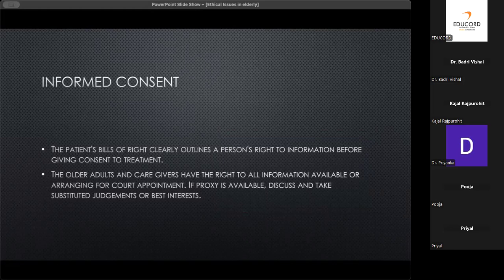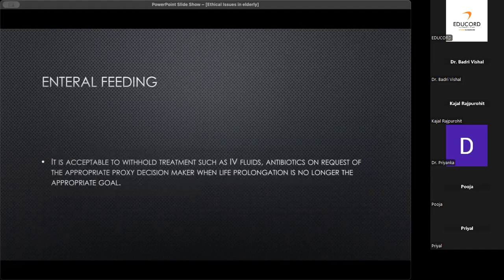If the proxy is unavailable, discuss and take substituted judgments which are there for the best interest. Okay. So for informed consent, we have already discussed it. Enteral feeding: it is acceptable to withhold treatment such as IV fluids, antibiotics on the request of the appropriate proxy decision maker when life prolongation is no longer an appropriate goal. Okay. So if the proxy decision maker who has been given the power of attorney wants that we withhold the treatment such as IV fluid, antibiotics, we can do that. Okay, it is acceptable, and when they want that life prolongation is no longer required for the appropriate goal.